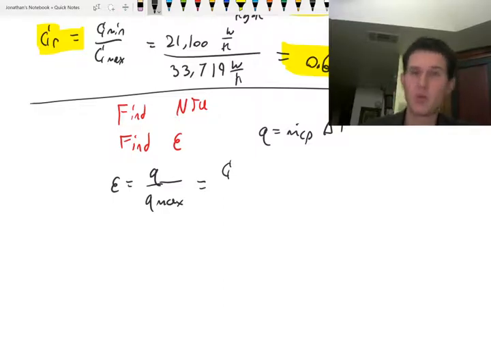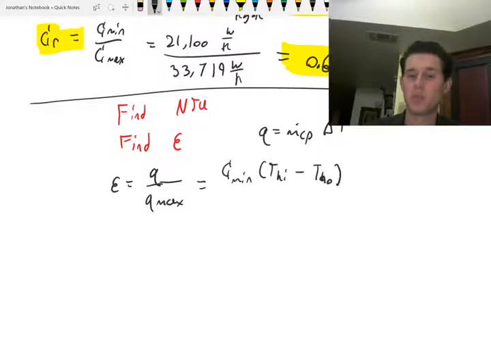Let's solve our Q for water because that's more certain when we do this equation. So our C is for water. It's also known as our Cmin. We have our hot coming in and our hot going out.